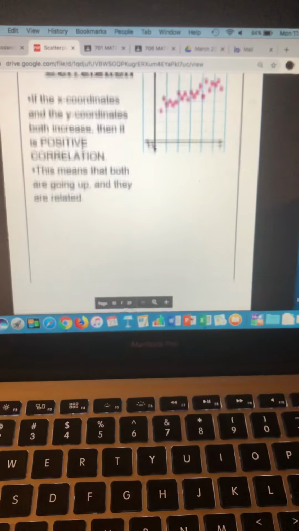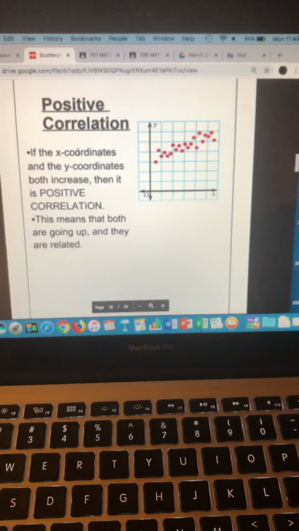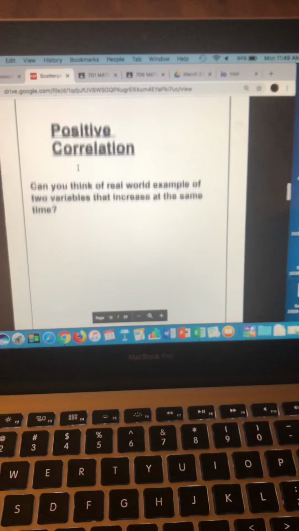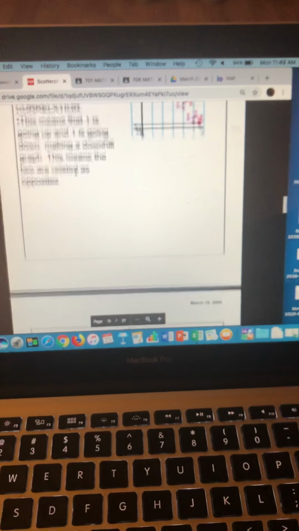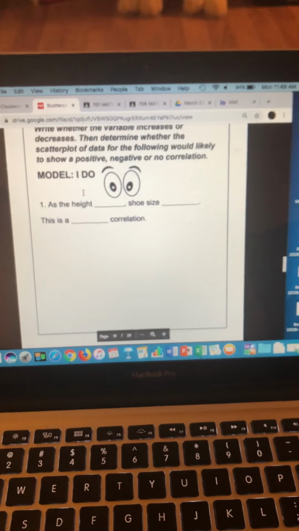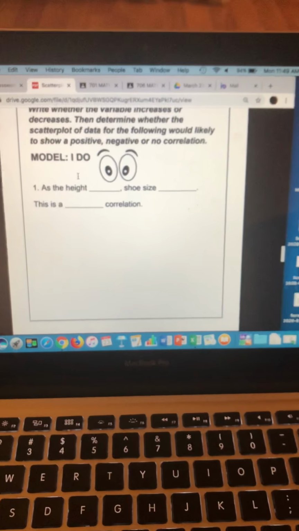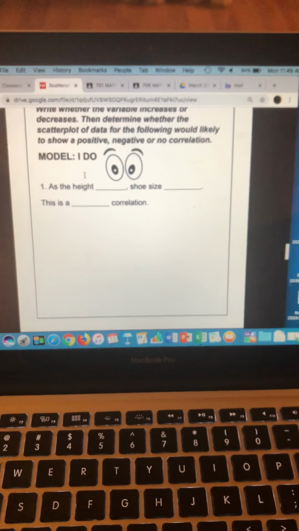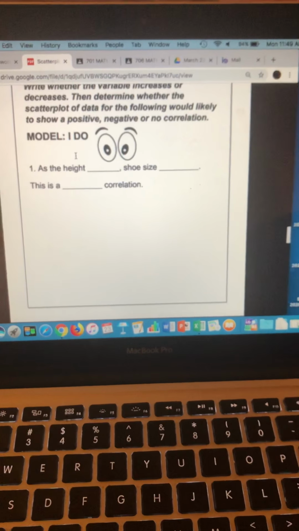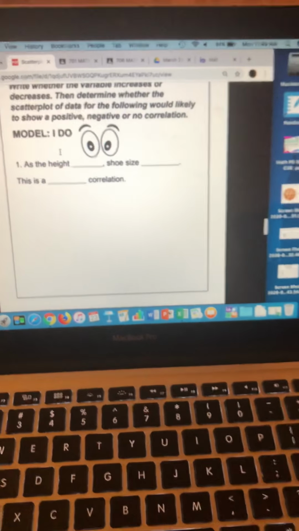Okay, the next part of the lesson just takes you through what I already showed you: your positive correlation, real life example, your negative correlation, real life example, and then no correlation with, again, a real life example. So then this next part was for you to just fill in the trend that would be happening to your independent and dependent variable and what type of correlation that would cause.